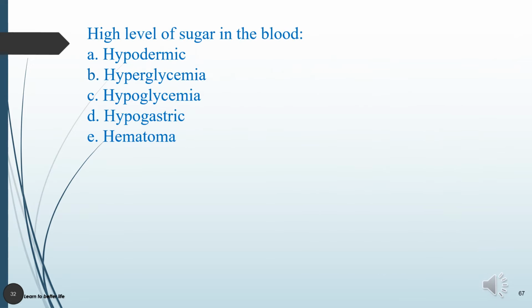High level of sugar in the blood. A. Hypodermic. B. Hyperglycemia. C. Hypoglycemia. D. Hypogastric. E. Hematoma. The answer is B. Hyperglycemia.